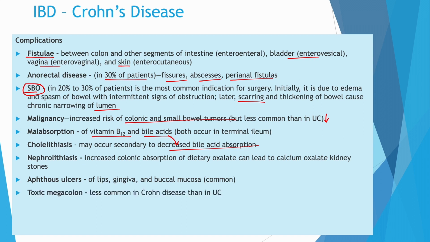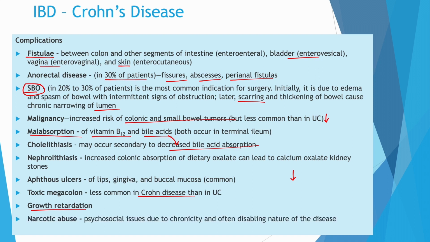Toxic megacolon is less common in Crohn's disease, but it can be seen, and we will look at that later on in this lecture. Patients, because they have malabsorption and decreased diet, can have growth retardation. They don't grow as expected. And then these patients have chronic pain, chronic issues. So a lot of these patients, if they're allowed, become addicted to narcotic medication.